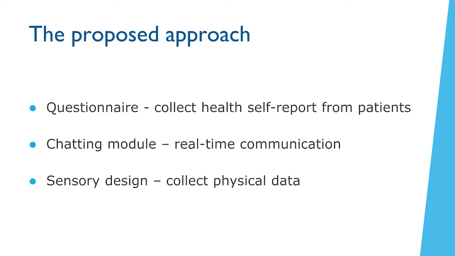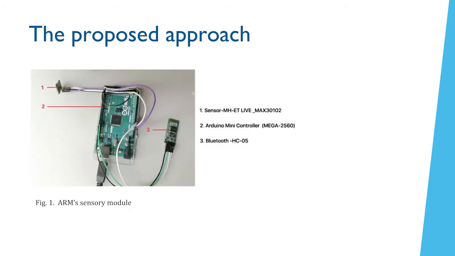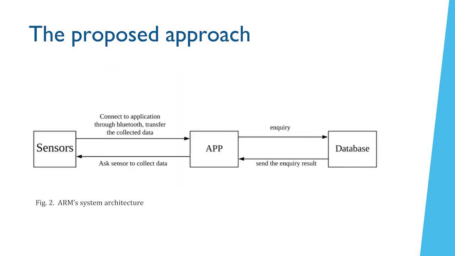Third, sensory design is used to collect physical data. It allows doctors to remotely collect patient body data with no physical interaction. It allows doctors to use accurate and real-time data to investigate the health issue and plan the required treatment. Figure 1 shows the design of the sensory module. The system can be divided into 3 parts: sensors, core application, and a database. Interactions between them are shown in Figure 2.